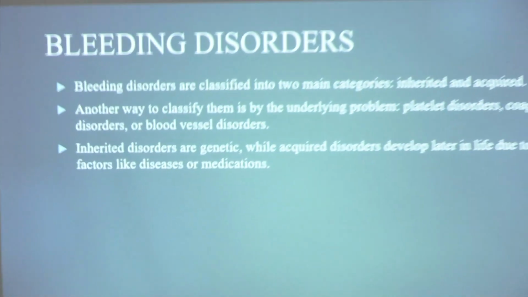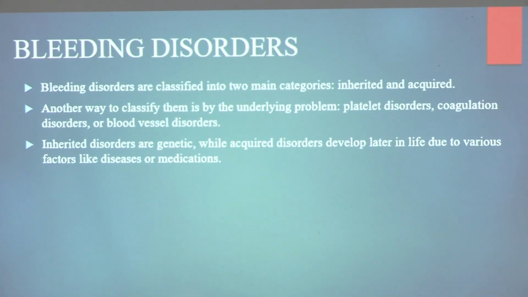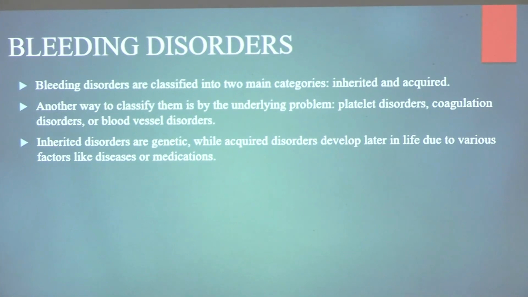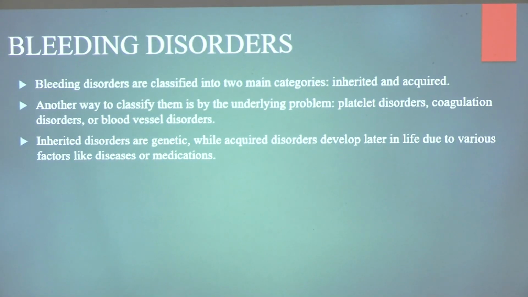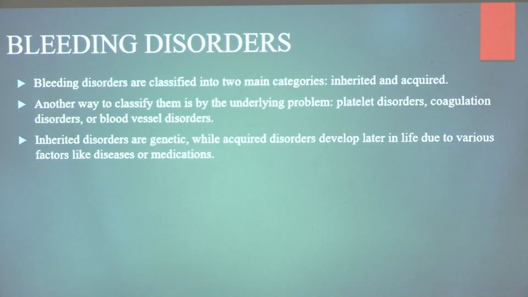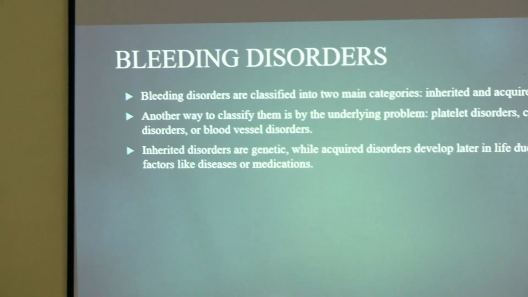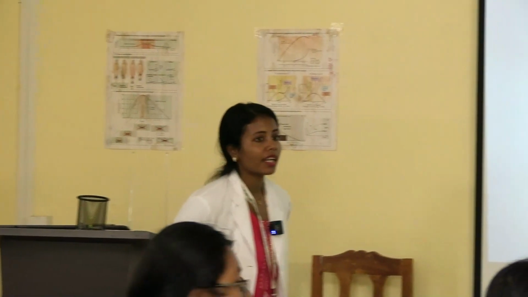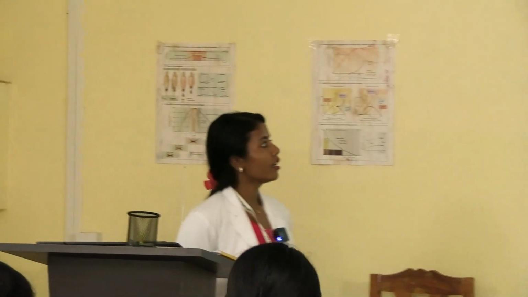Bleeding disorders are classified into two categories, okay? They might be inherited or acquired. Inherited means they are present from birth, genetic, okay? We can also classify them another way. It might be because of a problem underlying in the platelets, then a coagulation disorder, or in the blood vessel itself, okay?